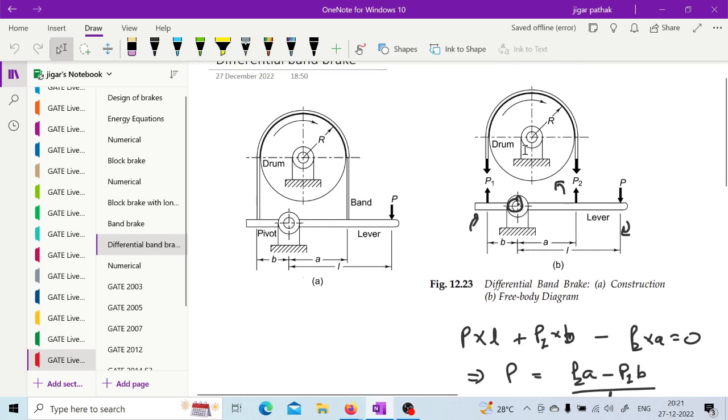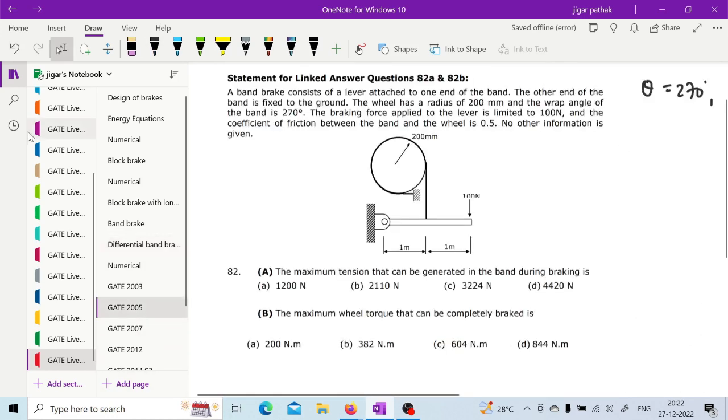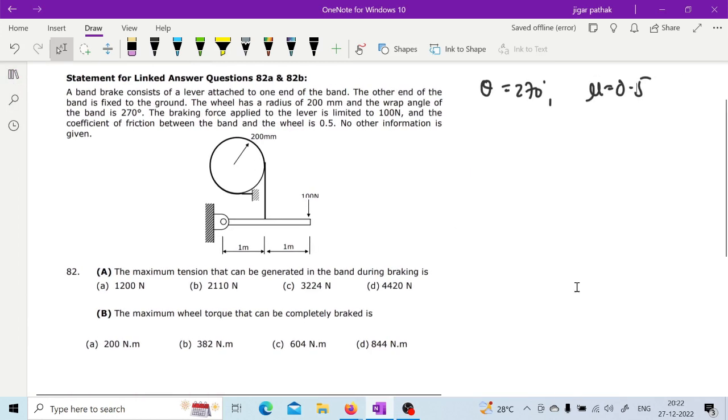As you can see now here in this, the tight side is given as this A and the slack side is given as B, correct? No, tight side is B. Tight side is B, yes. And then the slack side is this A, correct. Right? Yes. Now you can go here. So the maximum tension.